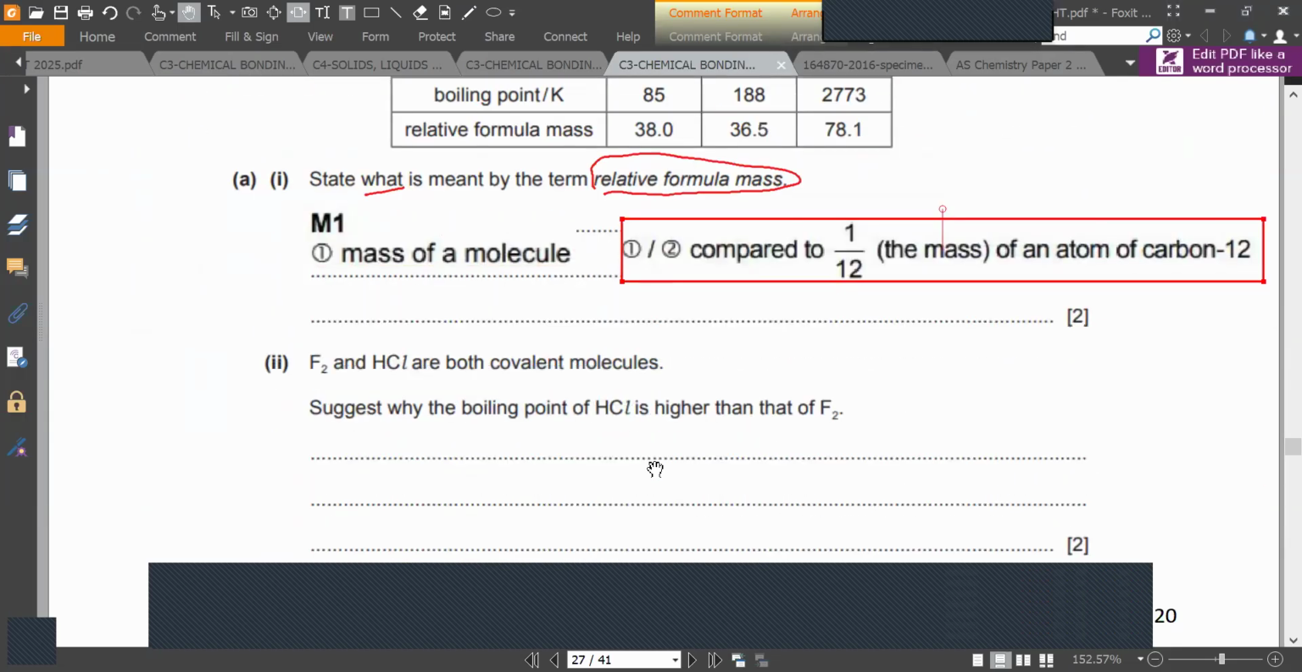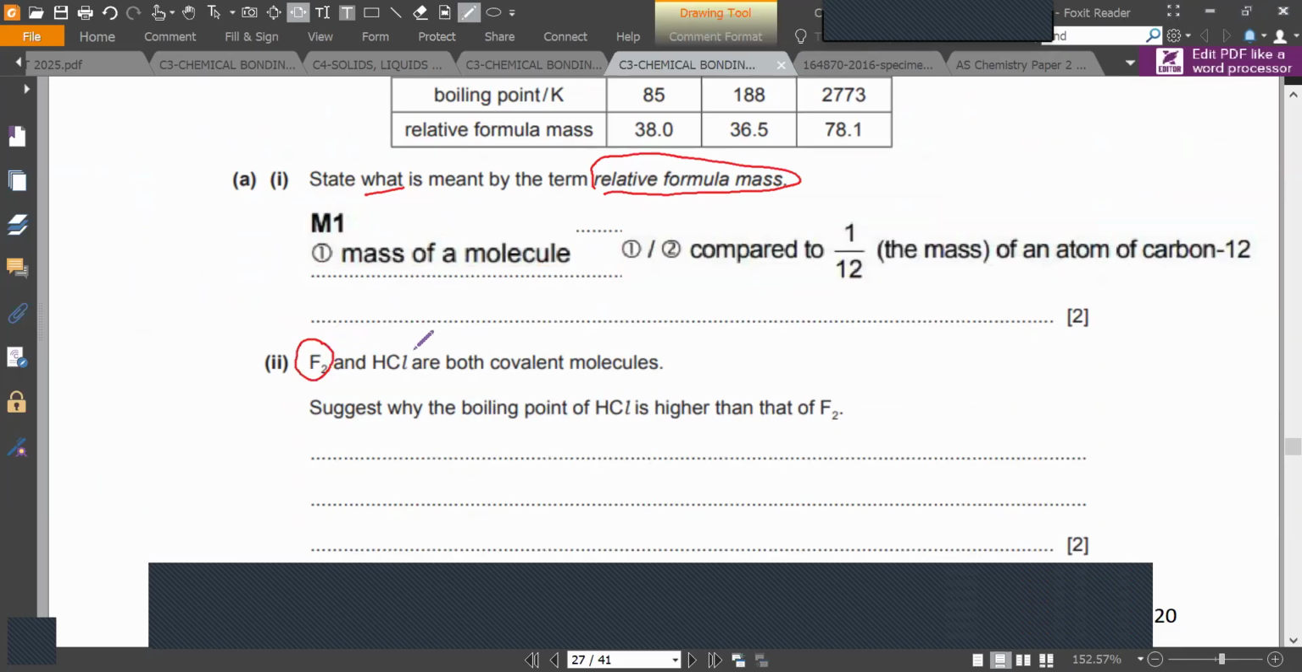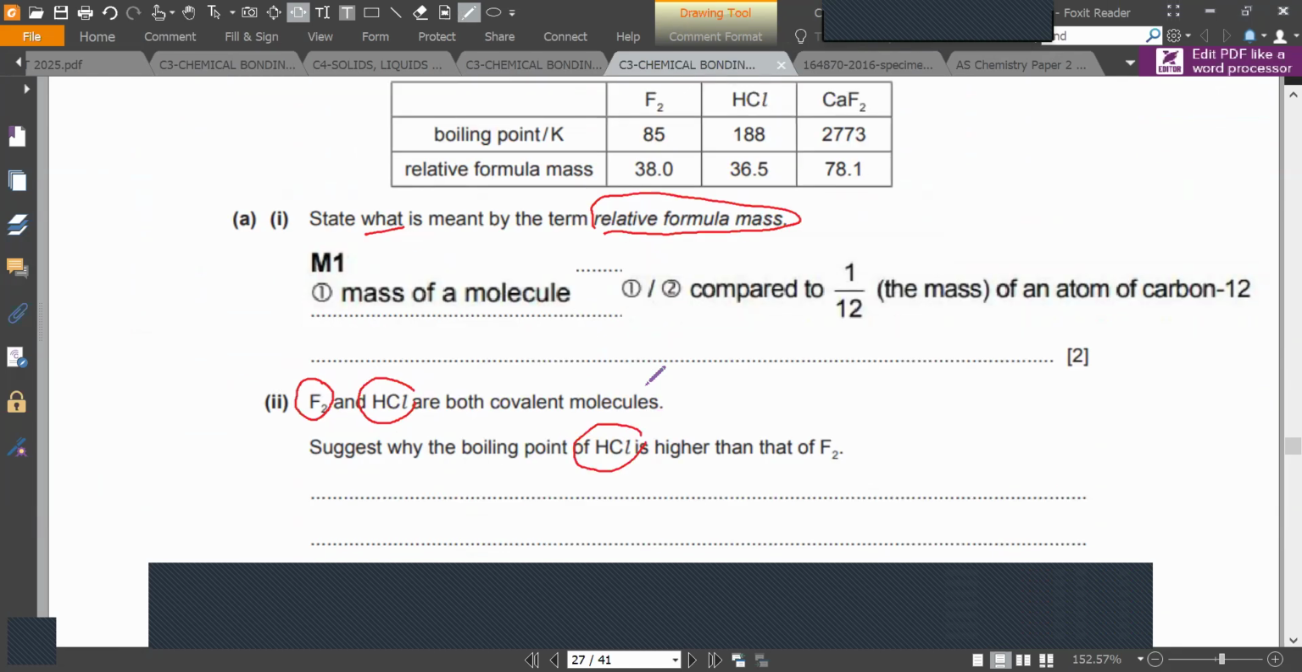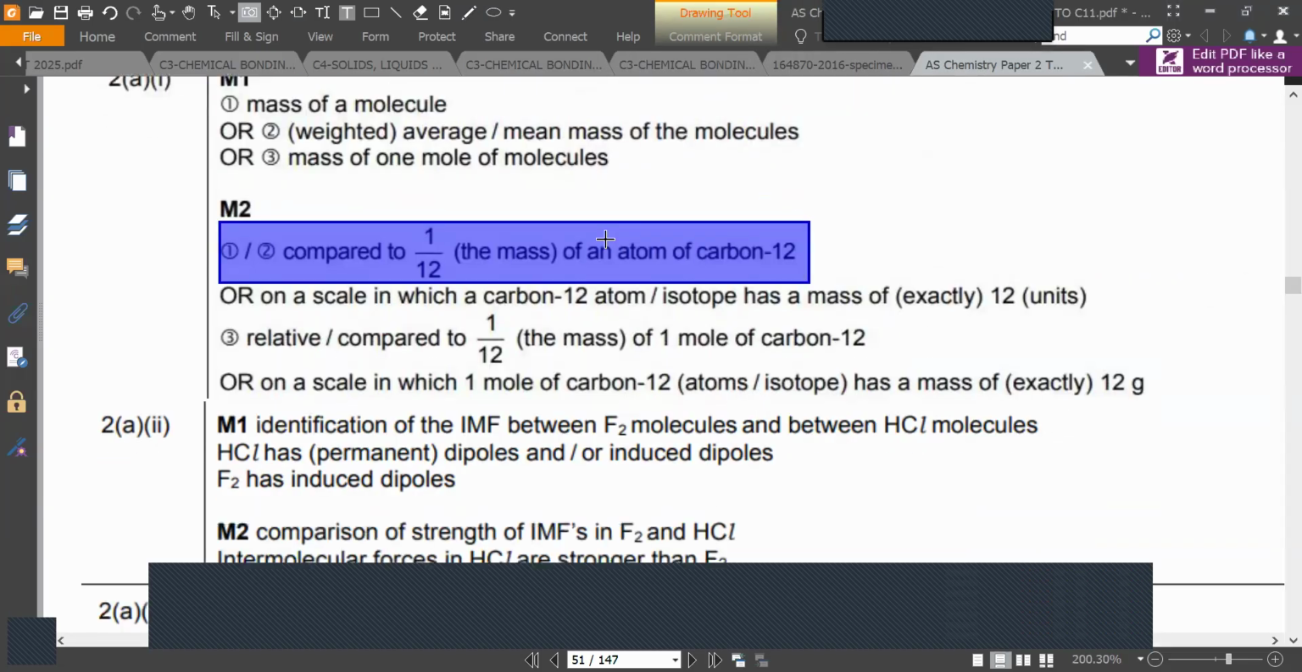F2 and HCl are both covalent molecules. Suggest why HCl has a higher boiling point than F2. We know that because F2 is a non-polar molecule, so it only has ID. But HCl is a polar molecule, so it has both ID and PD, permanent dipole. So that's the main reason there.